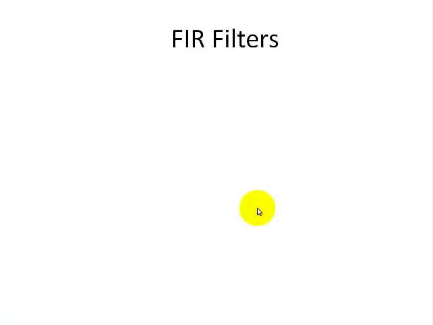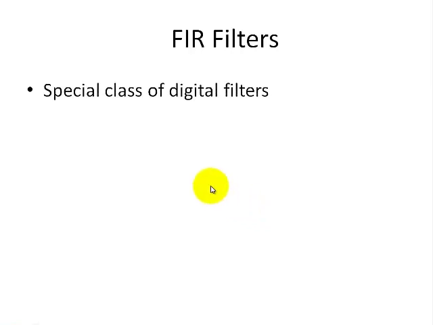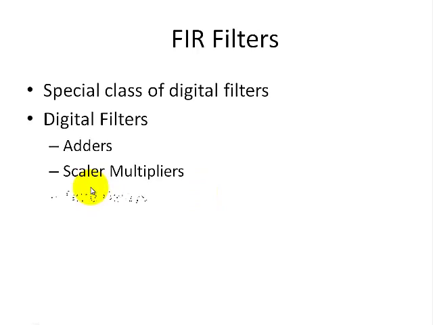The finite impulse response filters, or FIR filters, are a special class of digital filters. Digital filters consist mostly of three basic components. They are the adders, scalar multipliers, and the time delays. The time delays determine the order of the filter, while scalar multipliers determine the type of filter. How to choose the values for these scalar multipliers is what makes it magic in terms of building digital filters such as high pass, low pass, and band reject filters.